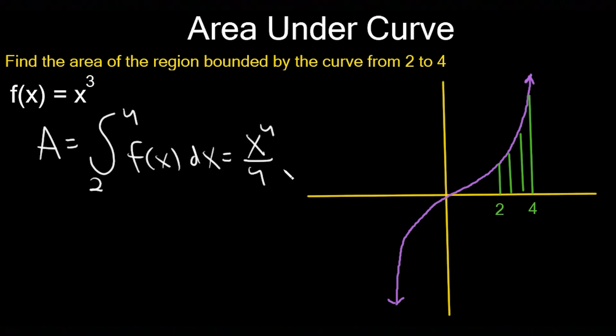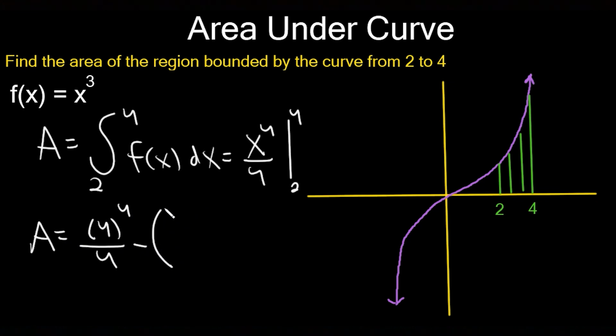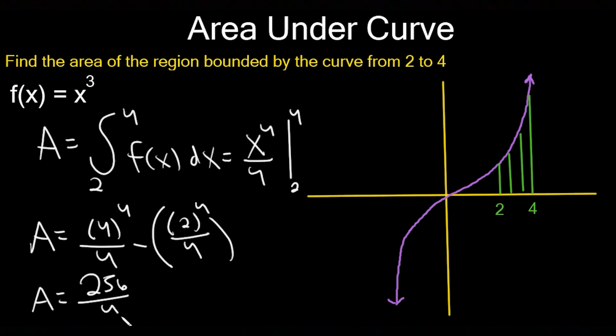And then again, we're going from 2 to 4, so I'm going to put that on. Then we're just going to plug in and subtract. Area is going to be equal to, well, I'm going to plug in 4 here: 4 to the fourth power all over 4, minus, now I'm going to do my lower limit. I'm going to plug in a 2 into x, and then to the fourth power all over 4. So what do we end up getting here? 4 to the fourth power will give you 256 all over 4, minus 2 to the fourth power, which gives you 16, so 16 all over 4.